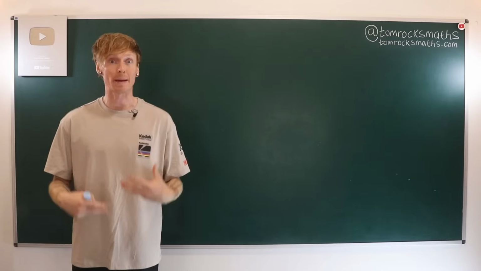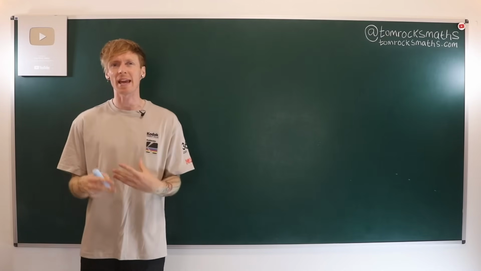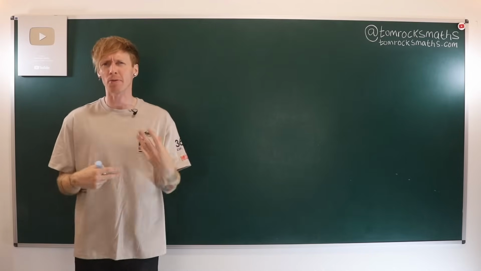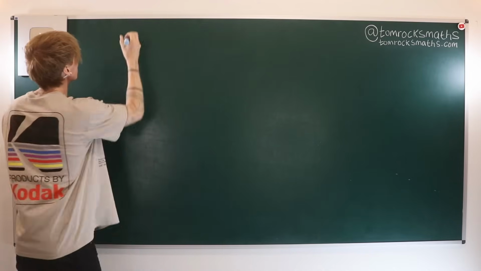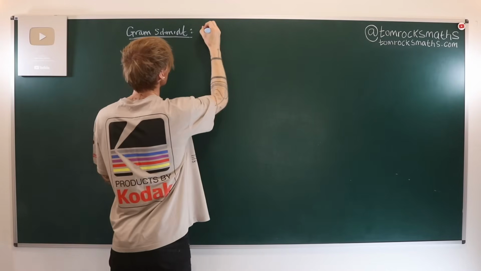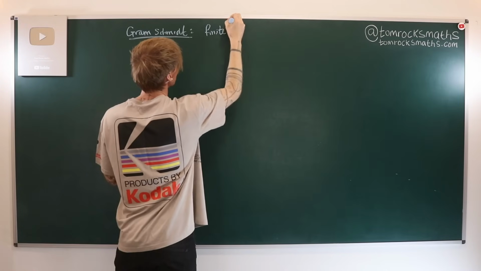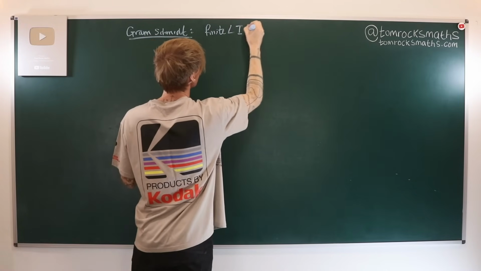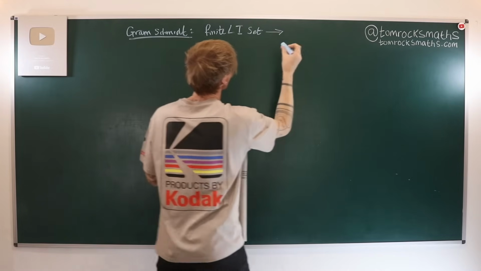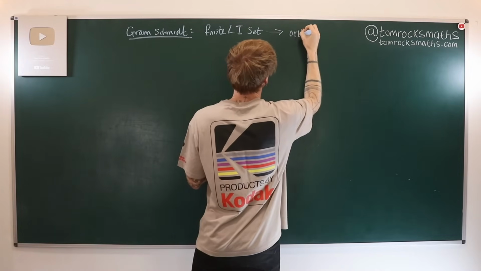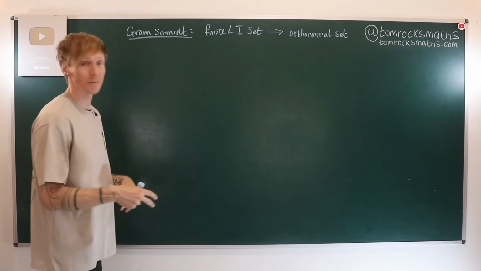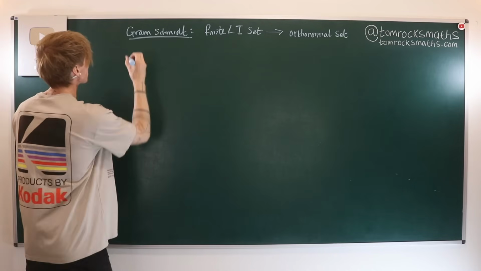To apply the Gram-Schmidt process, you start with a finite set of linearly independent vectors from an inner product space. So, Gram-Schmidt takes as the input a finite linearly independent set, and it will output an orthonormal set. Just to make sure we are all on the same page, recall the definition of an orthonormal set of vectors as follows.